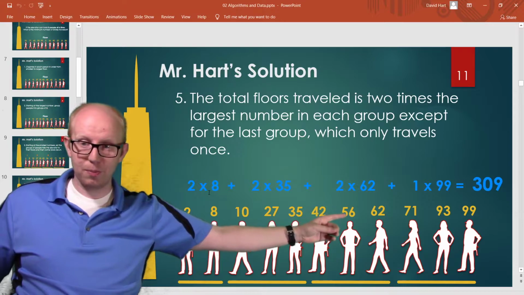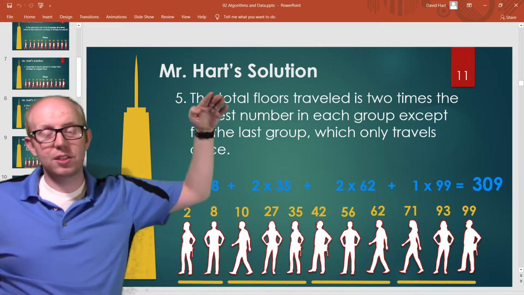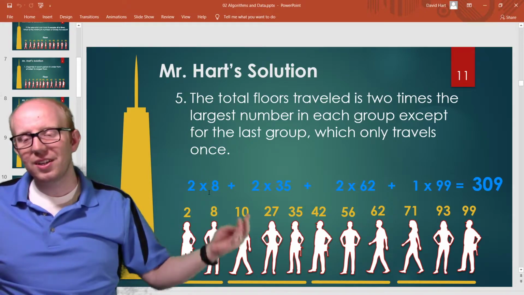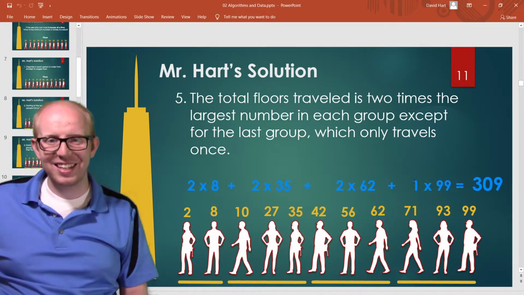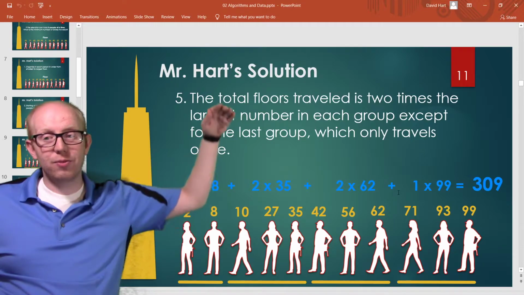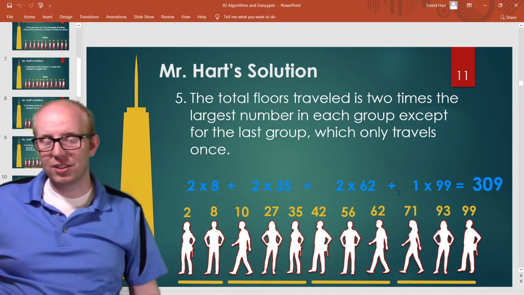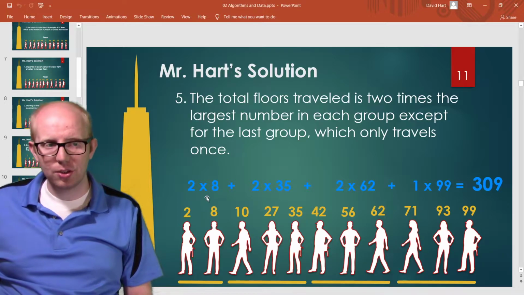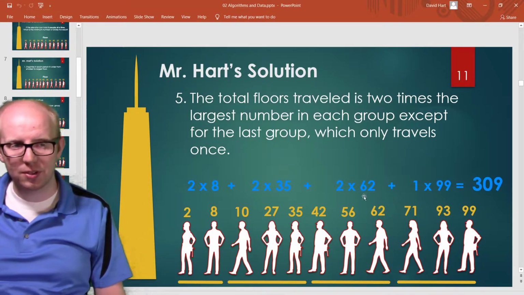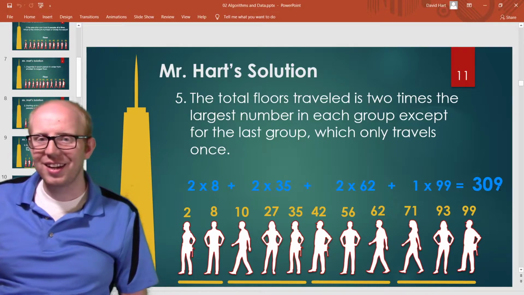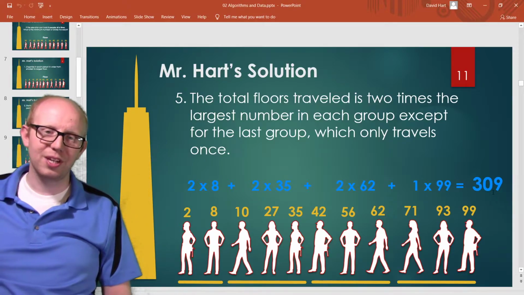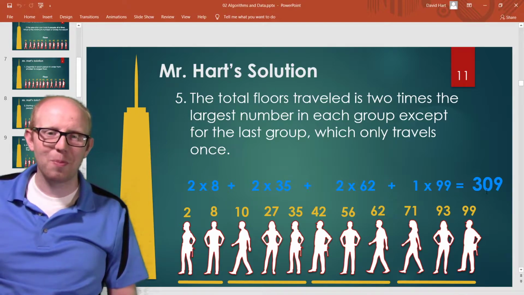Then this big group, their biggest number is 62. So they'll go up 62 floors. Then the elevator has to go back down 62 floors to pick up the next group, right? And then the last group goes up 99 floors, but it doesn't have to come back down because there's no one to pick up. And so when you do that calculation, 2 times 8 plus 2 times 35 plus 2 times 62 plus 1 times 99, you get that the minimum number of floors possible is 309.